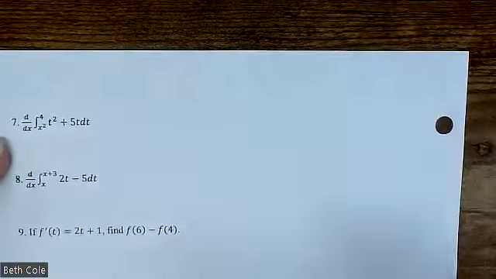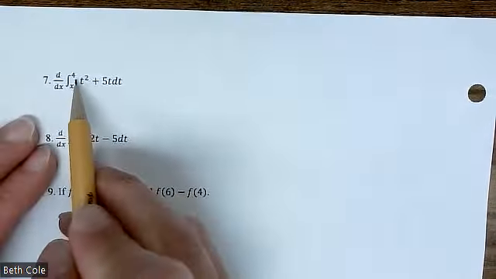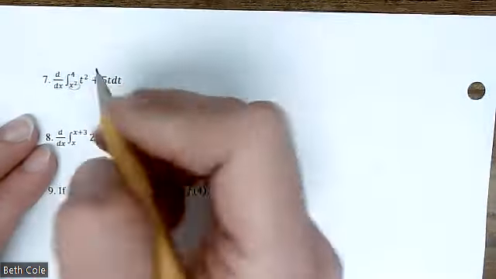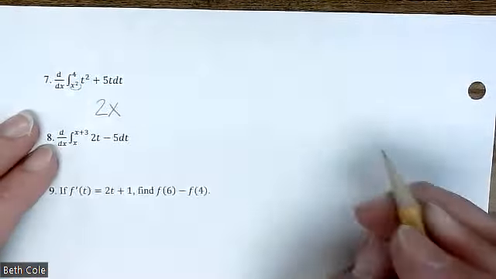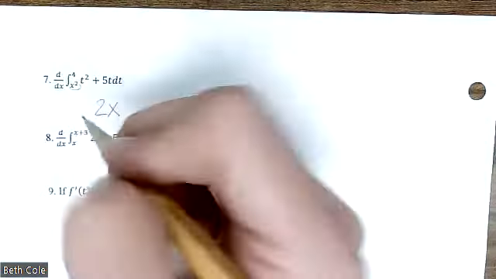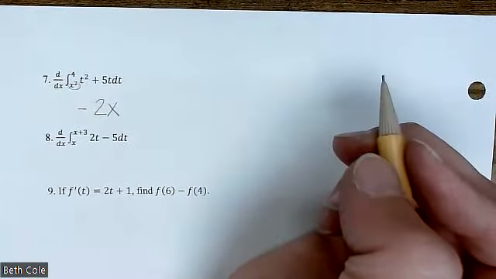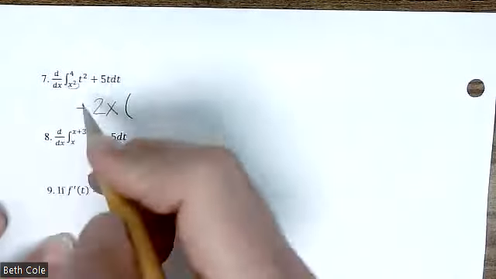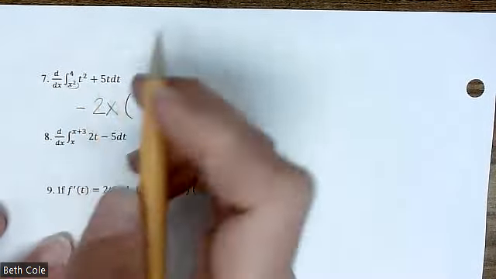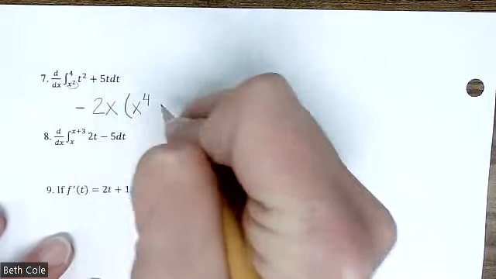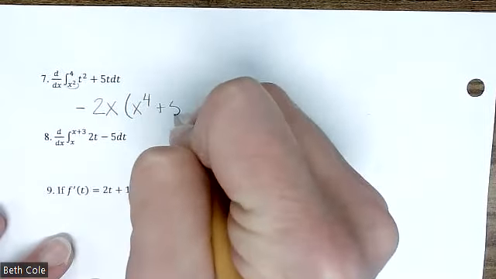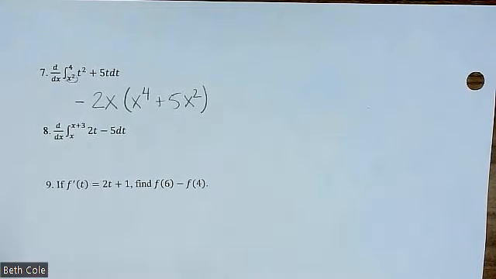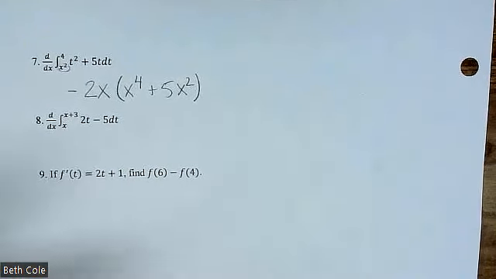Okay. For this one, do you see how it's not just x? There's a chain rule. Derivative of x squared is 2x, and it's negative because it's the lower boundary. And then you just take x squared and plug it in. So x squared squared, the x to the 4th, and then plus 5x squared. You could distribute the negative 2x if you want to. I'm fine with that answer too.